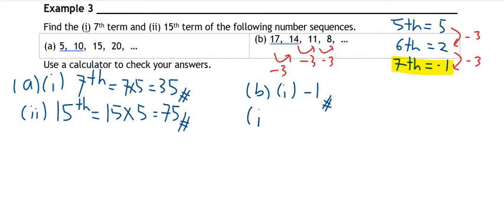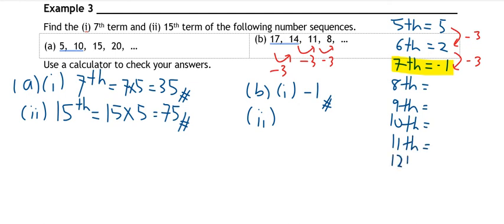And for part 2, you are looking for the 15th term. So it's obvious that you have to continue from here. So after 7 is 8. Okay, let's just do 8, 9, 10, 11, 12, 13, 14, and 15, right? So I can see here negative 1 minus 3 will be negative 4. Agree? And so on.